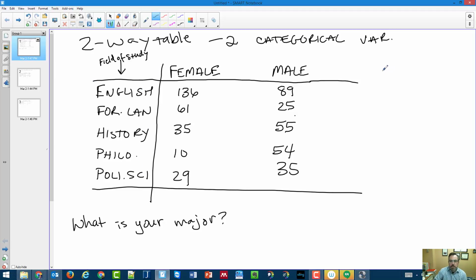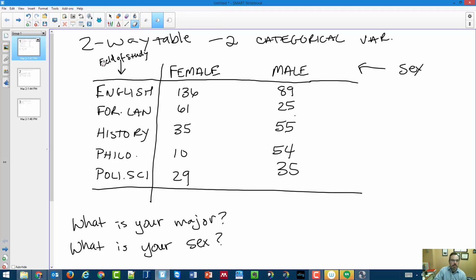The other question is the second variable. This is sex. So what is your sex would be the question, male or female. Those are the two sets of variables. So keeping that in mind as you look at this, we have two categorical variables.